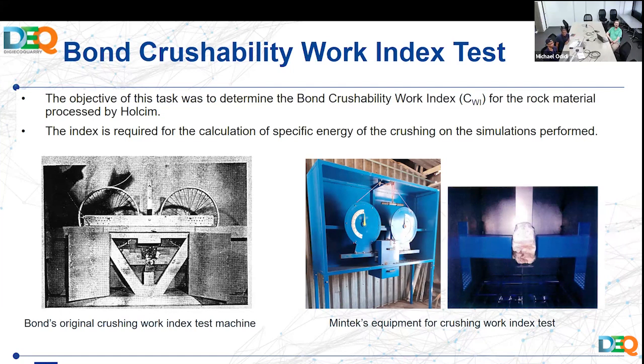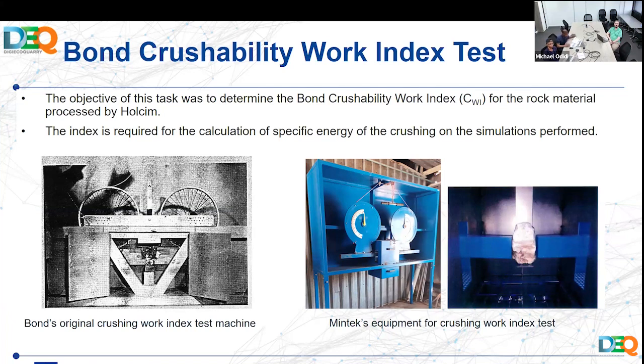As you can see from the center on your right, the specimen is placed at the center, so the two hammers come and knock at it. What you do is keep adjusting the heights of those hammers until you get just the minimum threshold that is required to break the rock, so the minimum energy that is required to break the rock. From that, you are able to work out what will eventually be the Bond crushability work index.